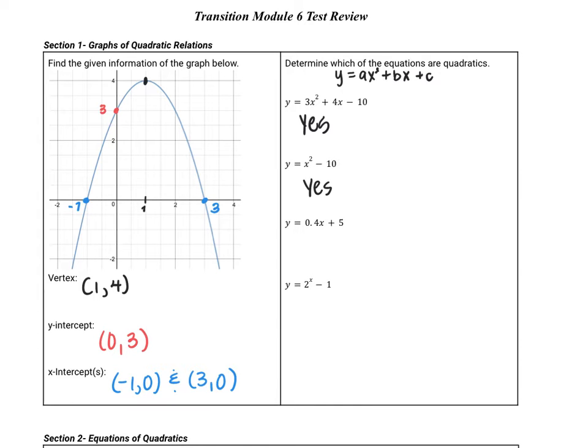Next, we have y equals 0.4x plus 5. It doesn't have that x squared term, so this one is not a quadratic. And lastly, we have y equals 2 to the x minus 1. In a quadratic, the variable must have a squared exponent, so that means x squared. This has 2 to the x, which is not the same thing. So that is not a quadratic.